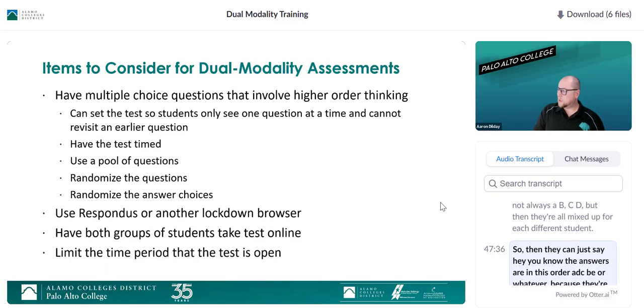Respondus, or browser lockdown, Amanda had mentioned that. That's a way to try and make sure your students aren't using Google or any other things in their browser, but a concern with this is if you do teach dual credit to high school students and they're using their computers, laptops, or their school's laptops, I have heard there are a lot of problems with the high school laptops and computers because they are so restrictive on access for different apps and software. So I recommend to keep it simple with software. A lot of people still use Respondus, but if you have dual credit, you will probably get some emails about that not working. Again, have both groups of students take the test online, and you can limit the time the test is open.